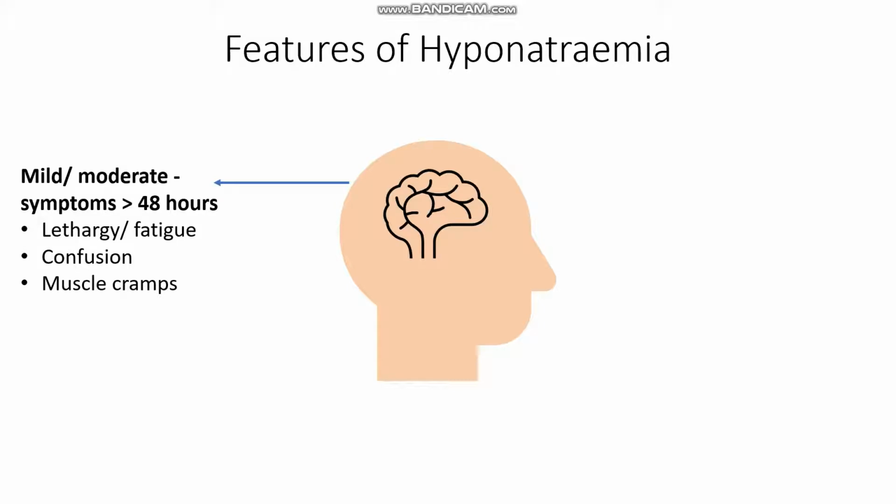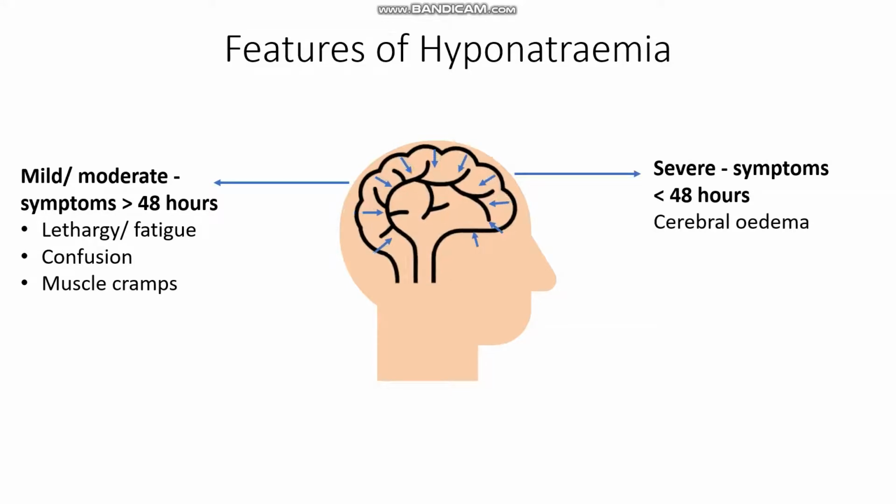However, hyponatremia may indeed be severe, where features present in less than 48 hours and present very acutely. This occurs when the concentration of sodium in the plasma falls so low that surrounding tissues, especially that of the brain, become much more concentrated than that of plasma. This causes water to start to move into our brain, causing the brain to swell up and leading to cerebral edema. As the brain starts to swell up, we get a raised intracranial pressure, which may present as nausea and vomiting.